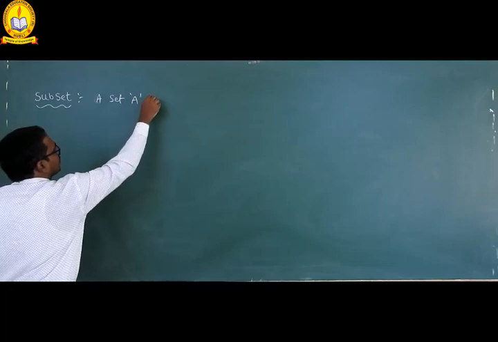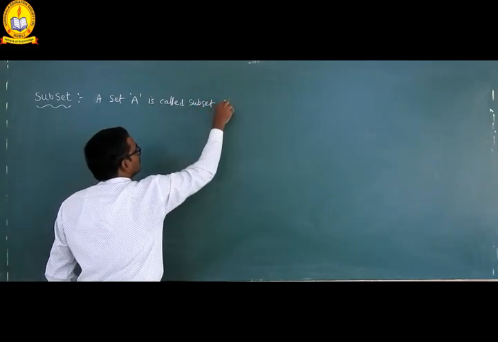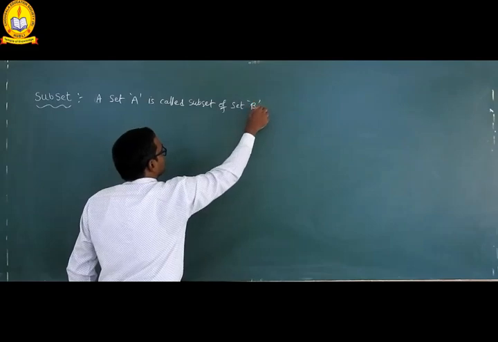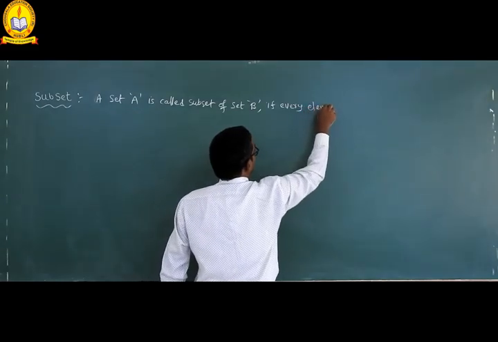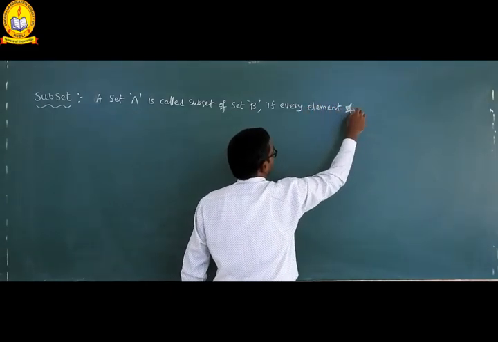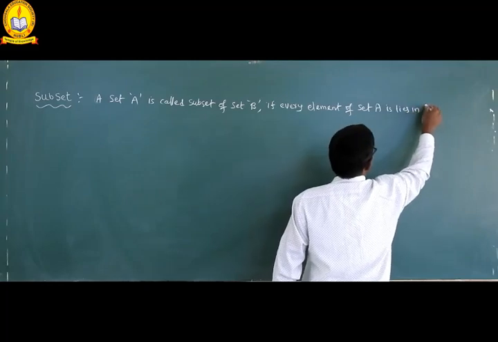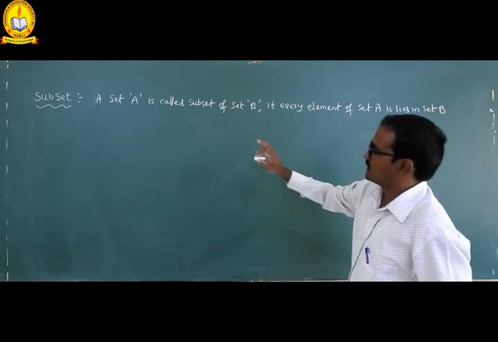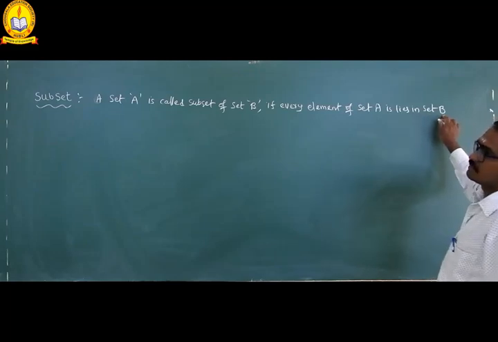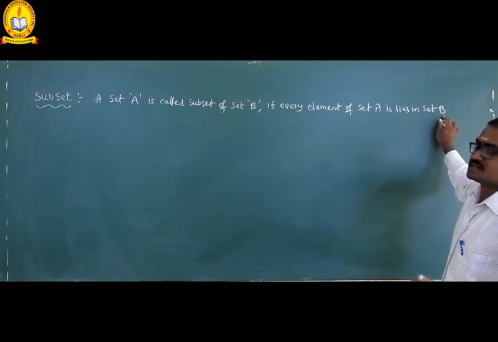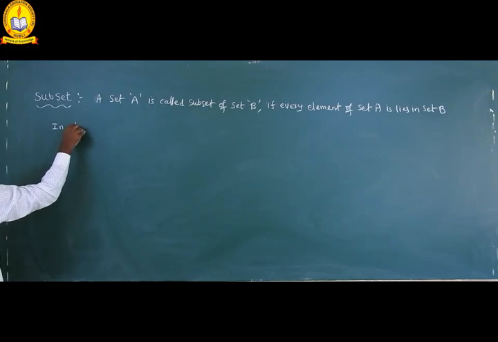A set capital A is called a subset of set capital B, if every element of set A lies in set B. A set capital A is called a subset of set capital B if every element of set A lies in set B. Then A is called a subset of set B. That is the definition. In other words also we can write.